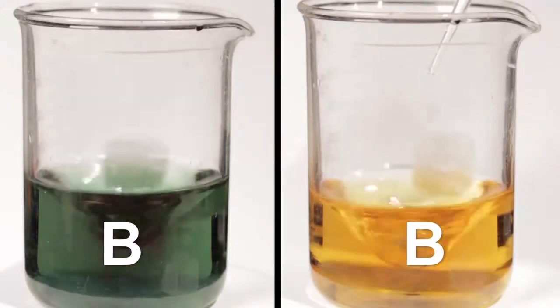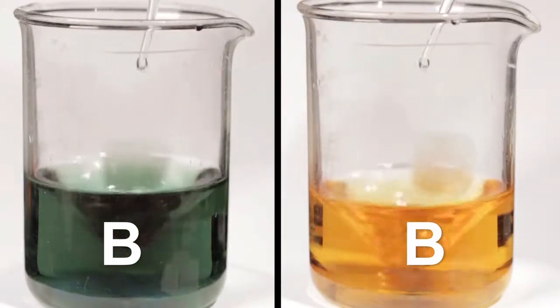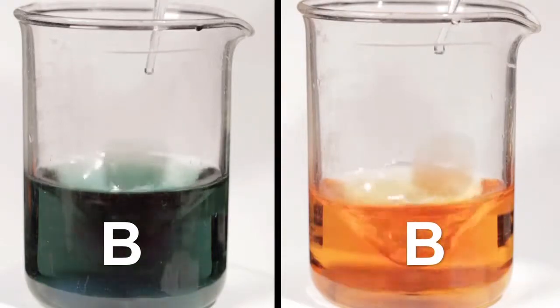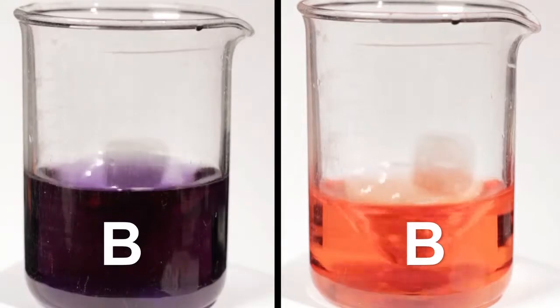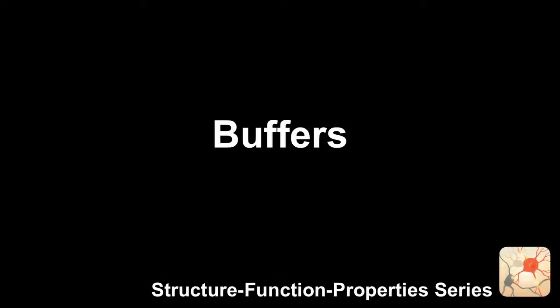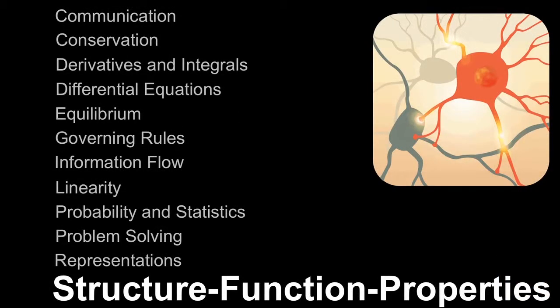Now, how is solution B able to resist changes to its pH when strong acids or bases are added? How could we make and use such a solution? In this video, you'll find out. This video is part of the Structure, Function, Properties video series. The structure, function, and properties of a system are related and depend on the processes that define or create the system.